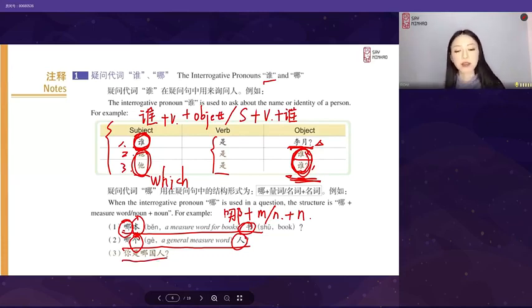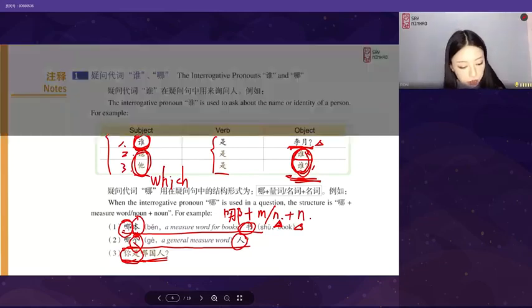Okay, last one, 你是哪国人? Now, let's just ignore 你是. We just see 哪国人 here. 哪, which, 国 here, it is a noun, right? It is a noun, which means country, nation. And the another noun is 人, 哪国人 means which country's person. And when I put 你是 before it, then the sentence becomes, where are you from? Okay, this is the interrogative 哪. Now let's move on to next part.